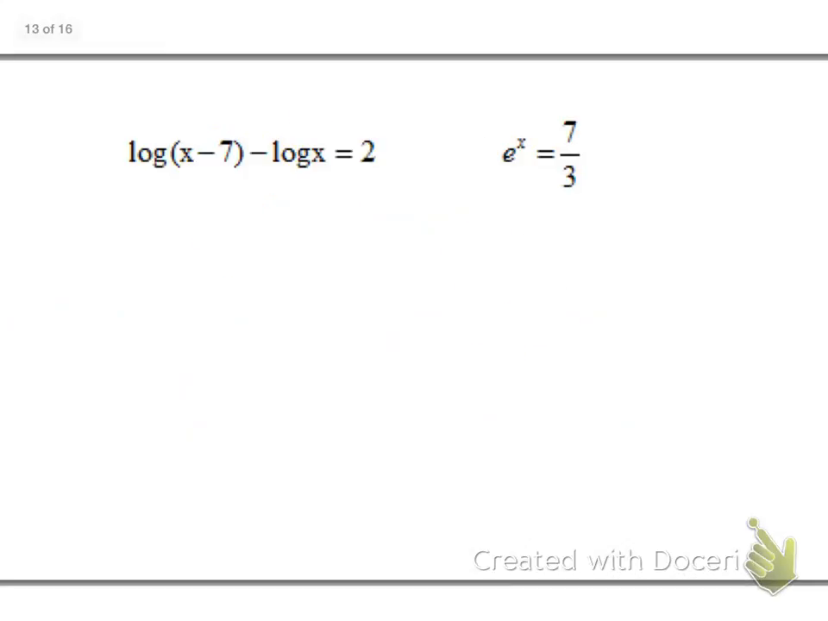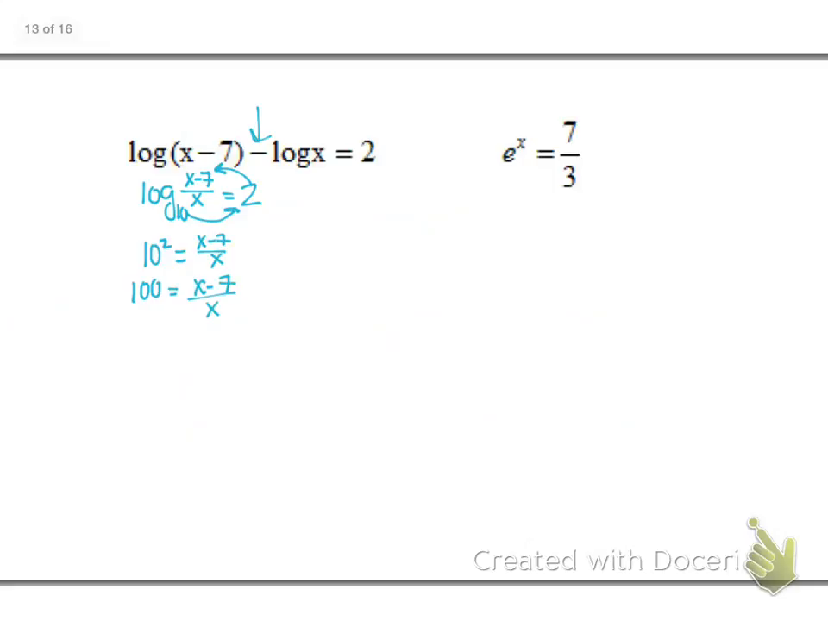Okay. My next one, we're trying to solve for x, so we need to condense it first. So this minus sign here means divide. So I got log of x minus 7 divided by x is equal to 2. I go base power what it's equal to. When you're trying to get rid of logarithm, you got to convert it to exponential. So 10 squared equals x minus 7 over x. 10 squared is 100. We got to do some work to get x by itself.